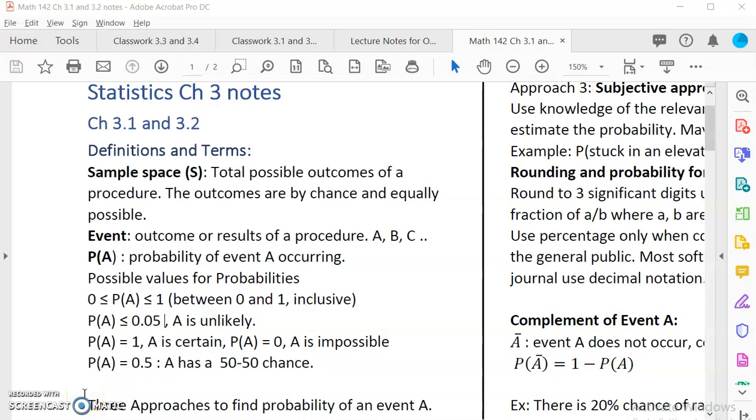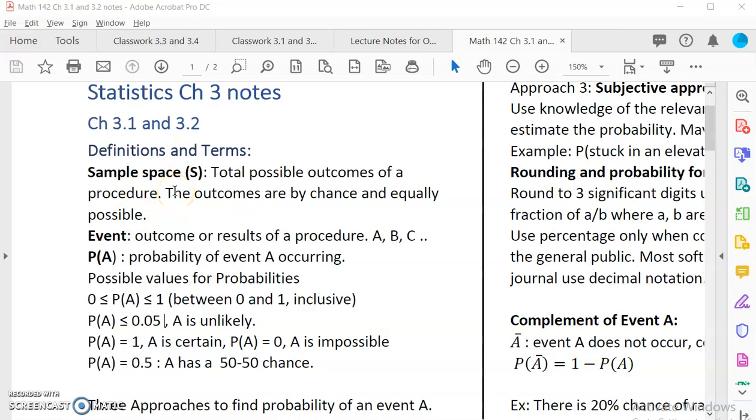Hello statistics student, this video is for chapters 3.1 and 3.2, probability. The probability that we talked about will gear towards understanding statistics sampling and also how it applies to statistics. But we still have some terms that we need to get used to in probability: sample space, event, and P open parenthesis A.